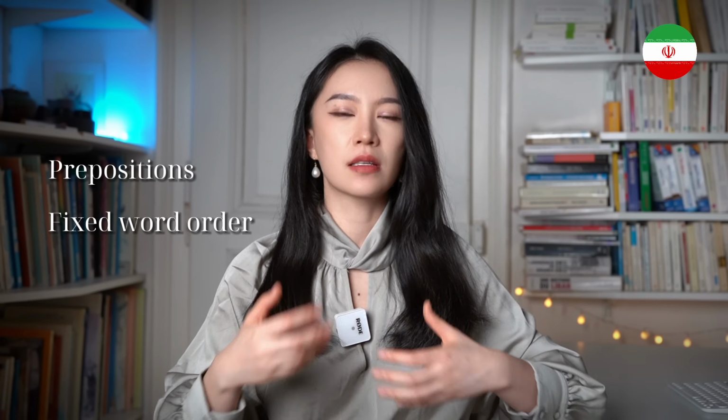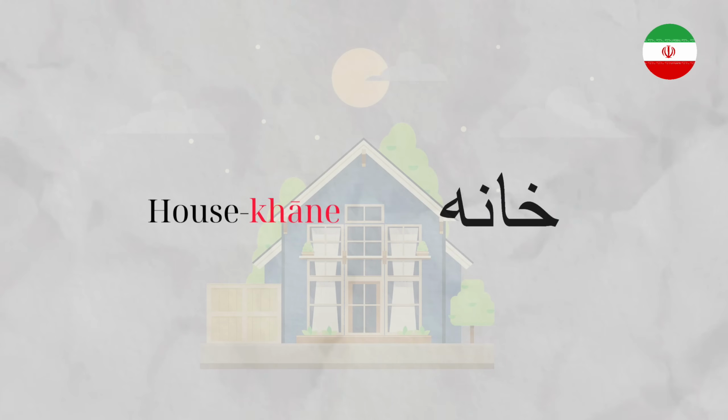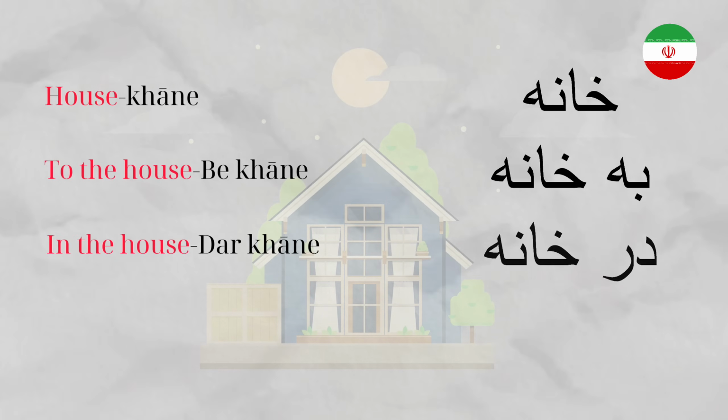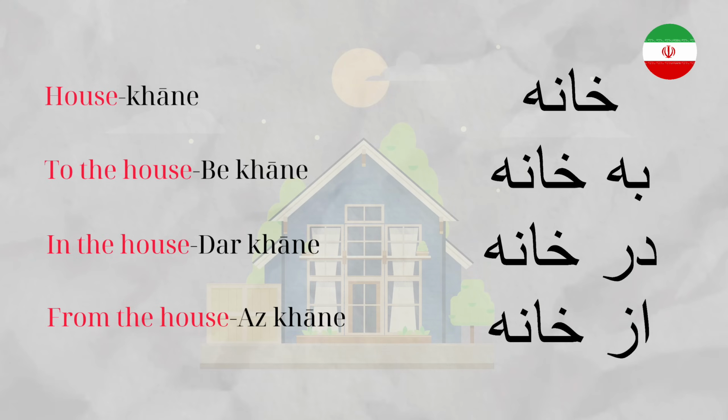Persian doesn't use noun cases; instead, it uses prepositions and a fixed word order. For example, khune means house. To indicate different relationships, Persian uses prepositions. To the house, be khune; in the house, dar khune; from the house, az khune.